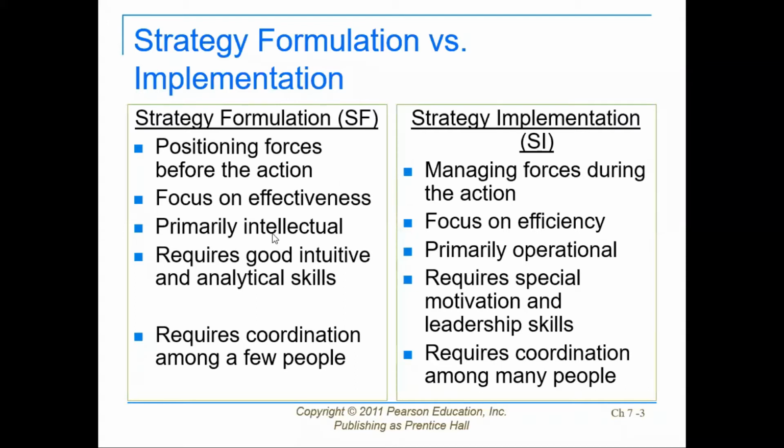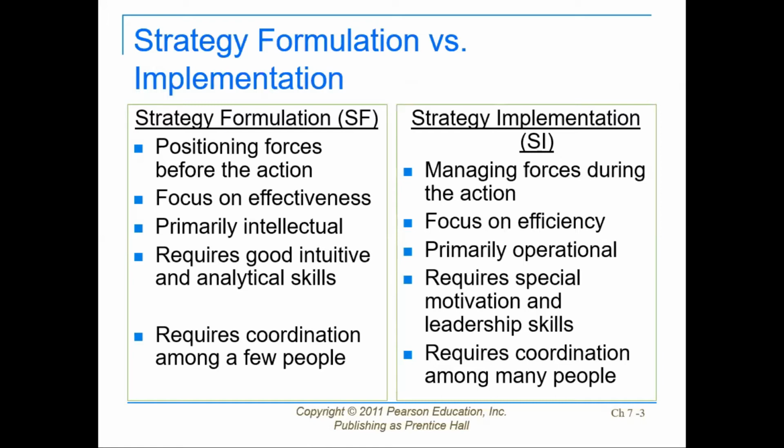Okay, we need to look into the effectiveness of the policies in that stage, and we are based primarily on intellectual, because of the wisdom of those people. So these are the differences, no, it's not the definition of strategy formulation, it is actually the main differences. What are the basic differences between the two processes?